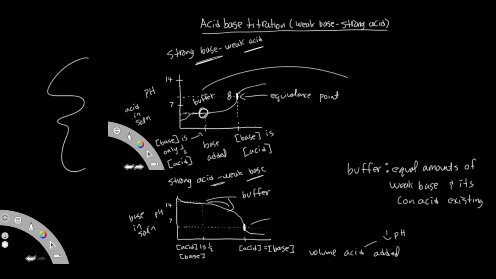Then from here, as we continue to go down, because we keep adding more volume of the acid, eventually we're going to get to a point where it hits the equivalence point. The equivalence point is going to be right over there. And as you can see, the equivalence point is below a pH of 7, which is quite different from what we saw in the previous video where the equivalence point was at an 8. So why is this the case? Why is the equivalence point so much below the pH marker of 7?